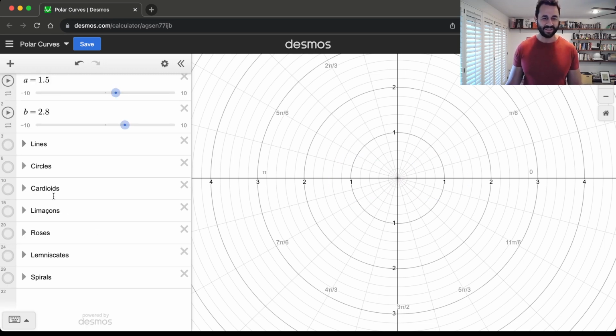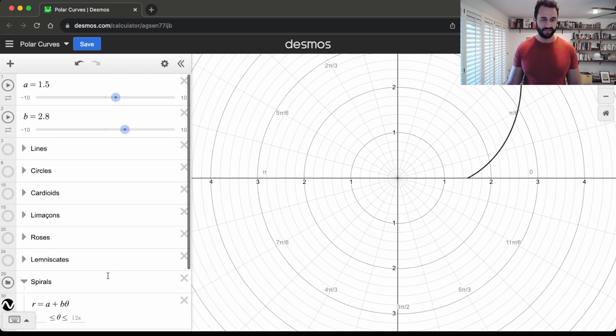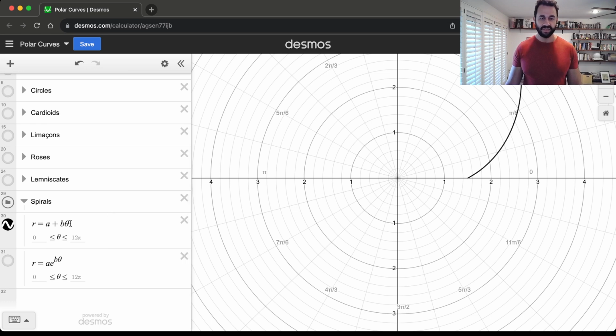Okay, and now the last one is spirals. So we're going to look at two different kinds of spirals. And in polar coordinates, spirals are very easy to describe. All right, so let me do the first one here. A spiral of this form is what's called an arithmetic spiral, because the formula looks like a line, like y equals mx plus b. It's got an arithmetic structure.